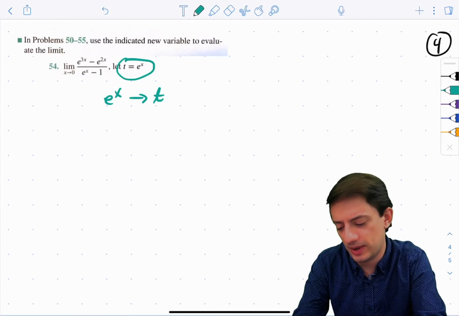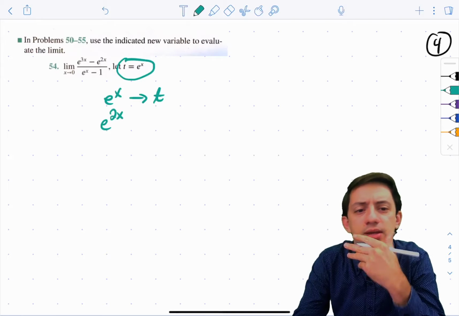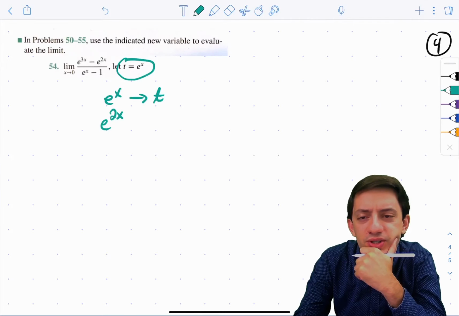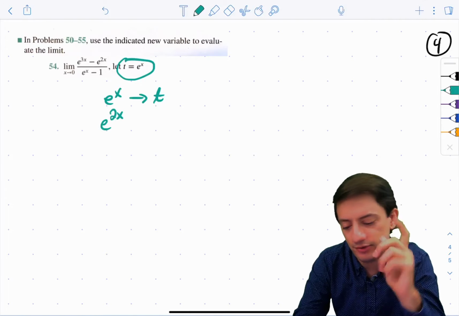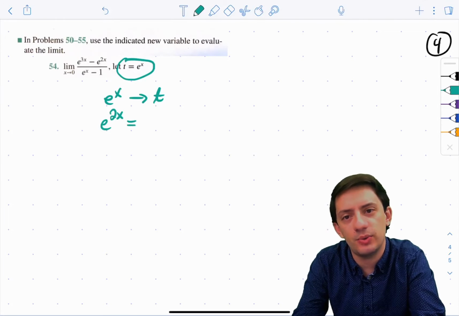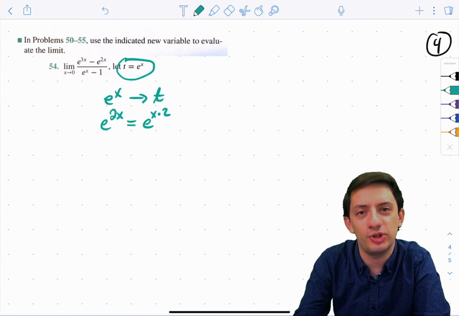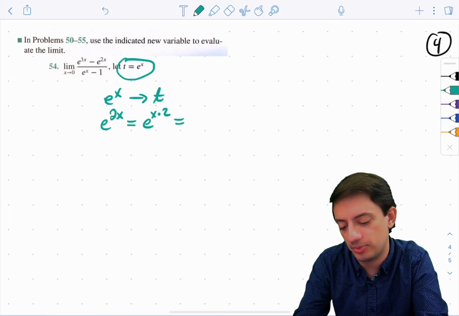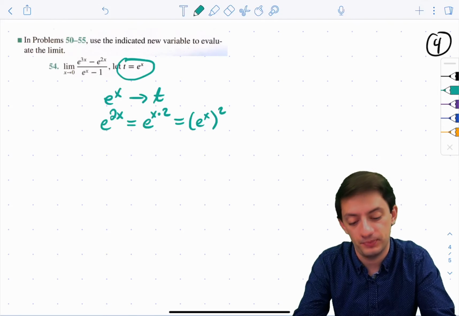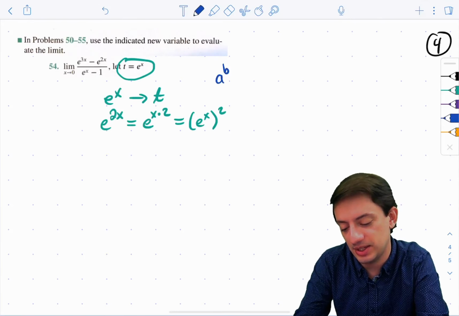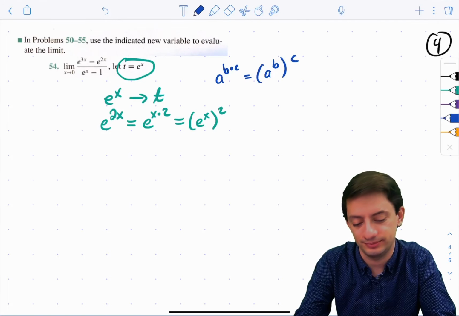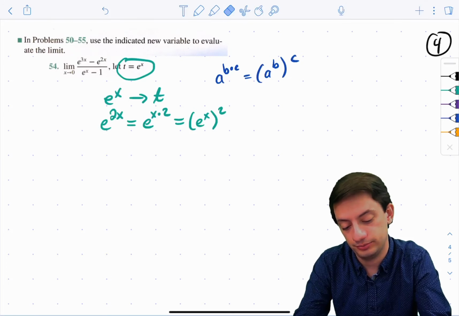What about e to the 2x? Now, it would be very tempting at first to think that this is just going to be 2t. But we have to remember that e to the 2x, another way to write that would be e to the x times 2. That looks a little bit weird, but I'm leading into that same property from before, where this is e to the x squared. So that's our a to the b times c equals a to the b to the c. Same rule once again. So if this part here is t, this goes to t squared.